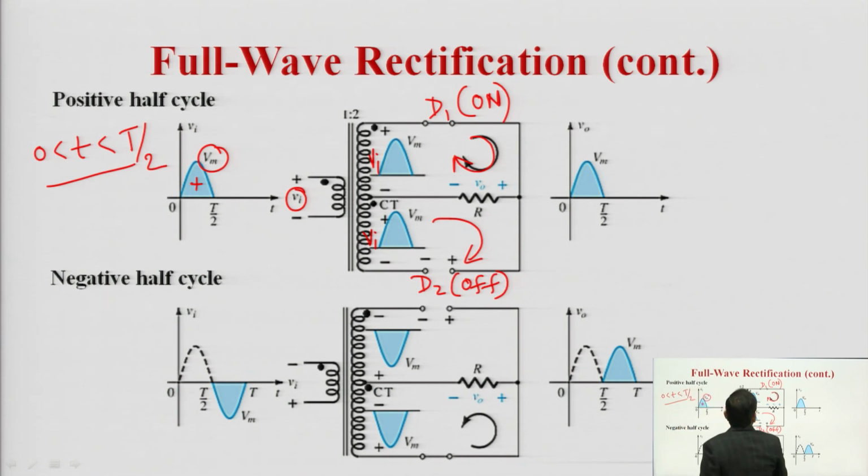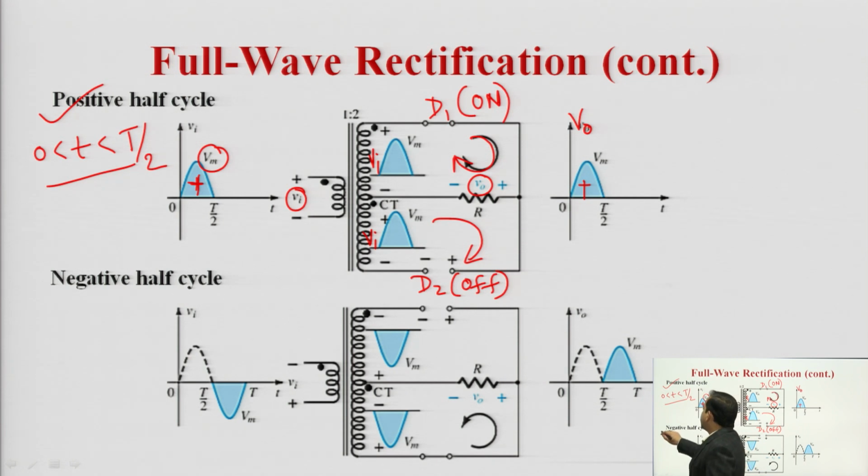Once diode D2 is off, we can calculate V naught and see that V naught is equal to Vi, means whatever voltage we are applying at the input side, the same voltage will be reflected at the output, across the resistance R. This is the operation during the positive half cycle.